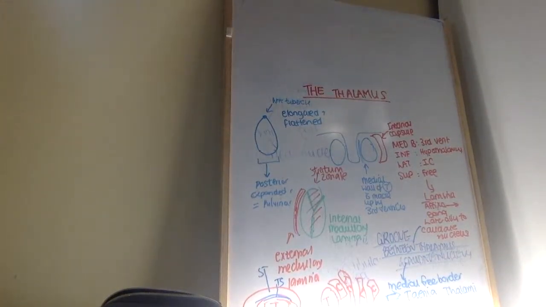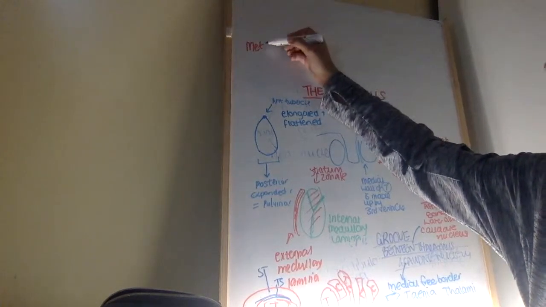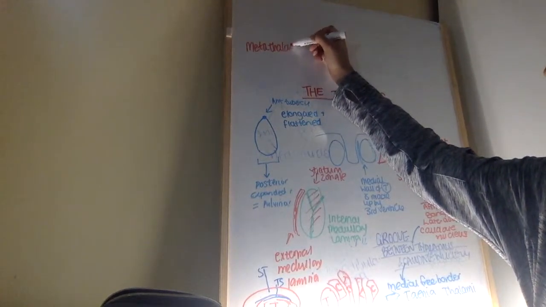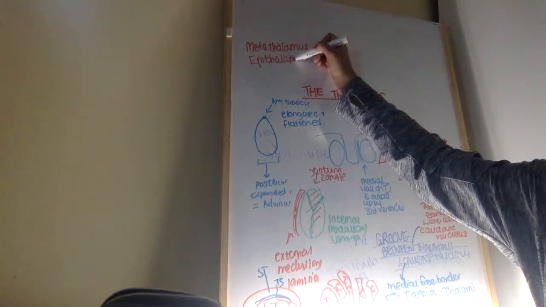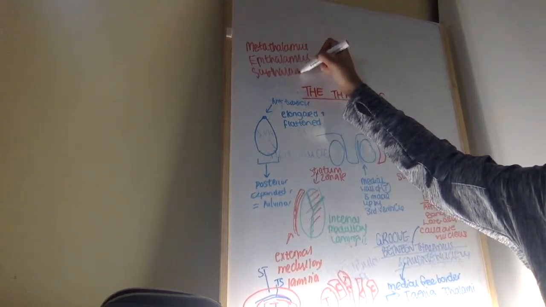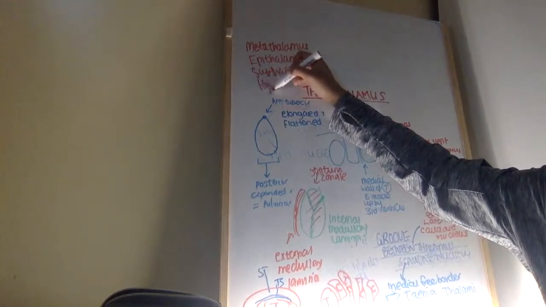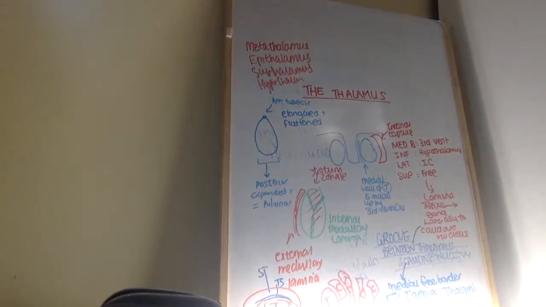Okay, so here we're going to be covering the main points of the thalamus. And the thalamus is included in the diencephalon, and the diencephalon is actually composed of a number of different structures. It's composed of the metathalamus, epithalamus, subthalamus, hypothalamus, and of course the topic we're going to be discussing, which is the thalamus.